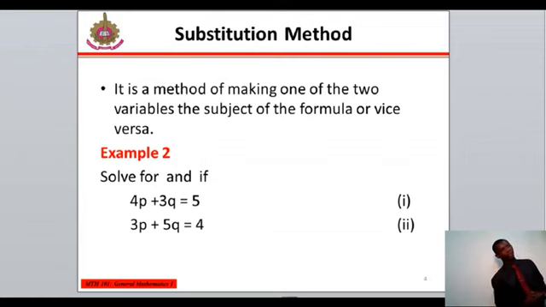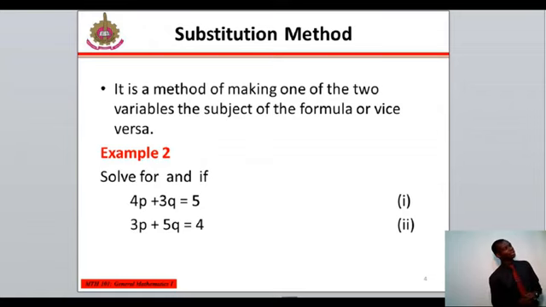Okay, let us go through the second method. I said earlier on that we have 3 methods we use for simultaneous equations in order to get our unknowns. Another method is the substitution method.